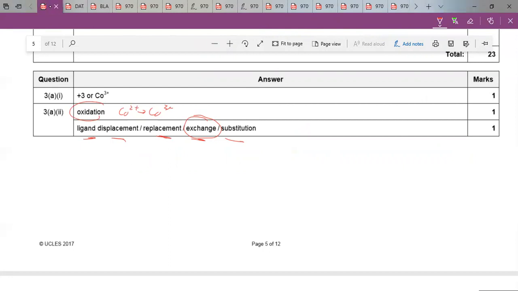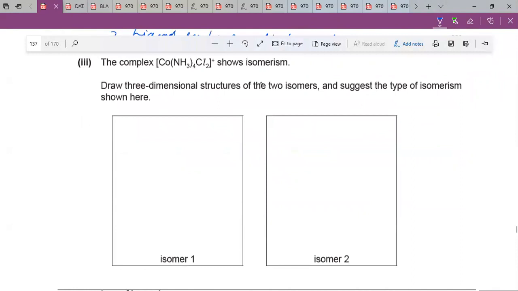Now here we have the complex. Remember, the whole thing complex, 4 plus 2, which means coordination number 6, which means what kind of complex? Octahedral, shows isomerism. Draw 3-dimensional structures of the 2 isomers, suggest the type of isomers. Of course, this one is cis-trans. This is cobalt, plus 3.